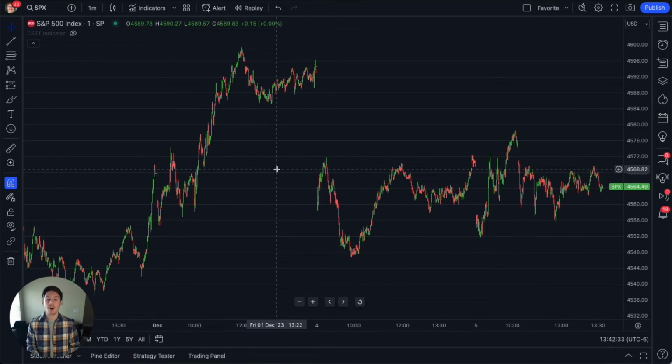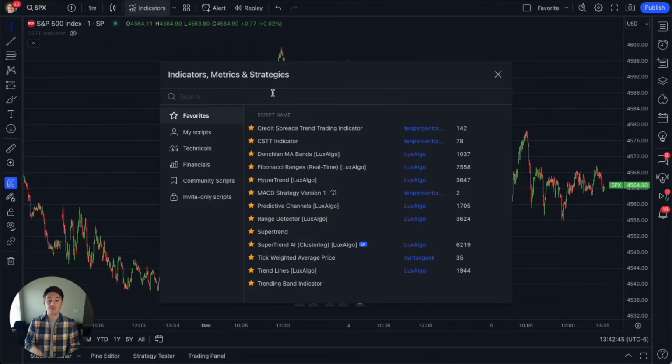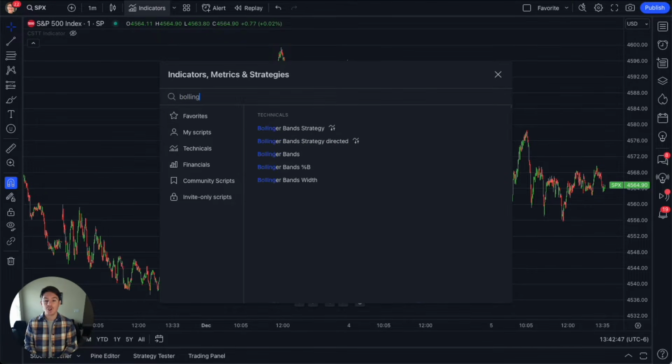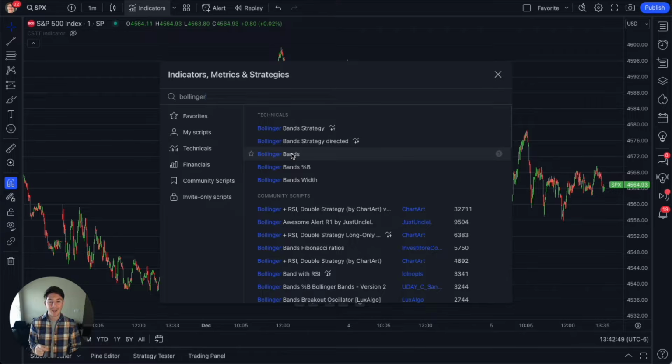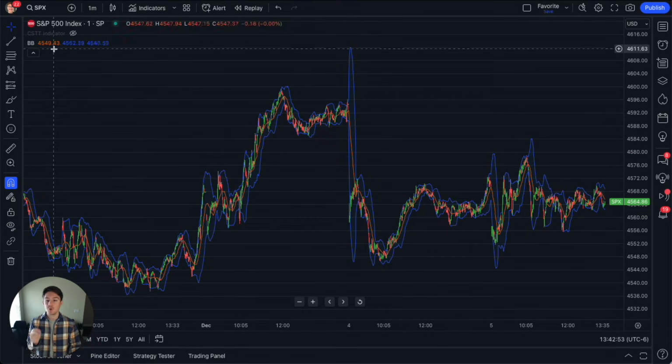So this is the chart of SPX. I'm going to show you exactly how we do it. Number one, we need to pull up a charting platform. So I have up tradingview.com, which is a free platform. You can use your broker. You can use anything like that. Go to the indicator section and add this free indicator called the Bollinger Band indicator. So Bollinger Bands.